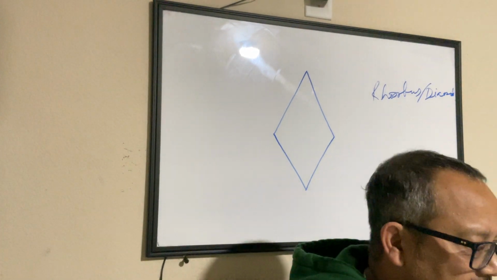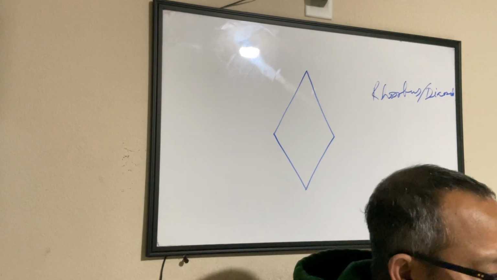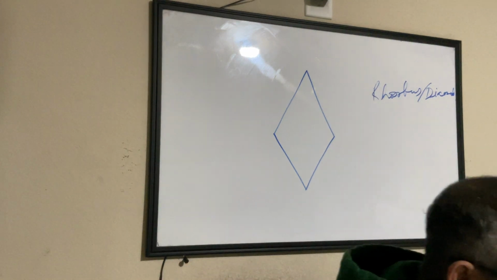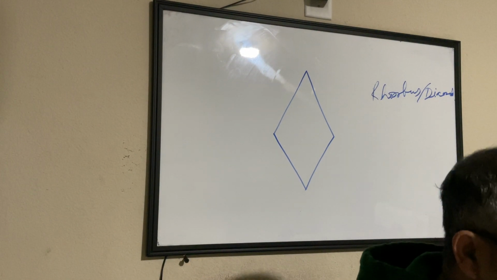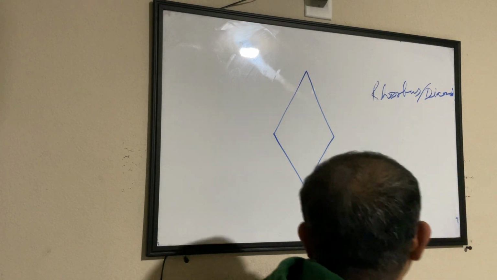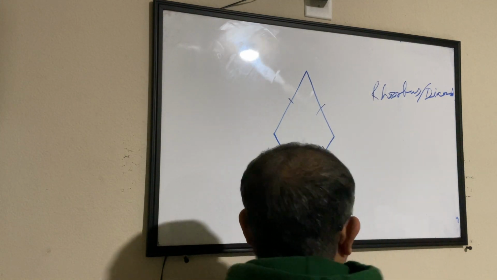Okay, yeah. Any other property that you remember, Nehit? No? Okay, let's go to Nihan. It's a quadrilateral. All 4 sides are the same. Okay, that is one property. What else?